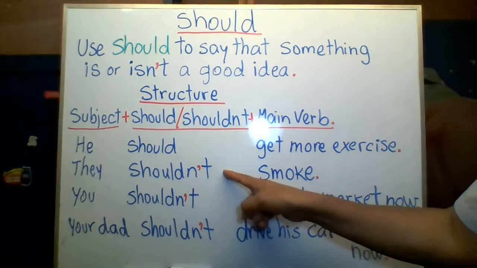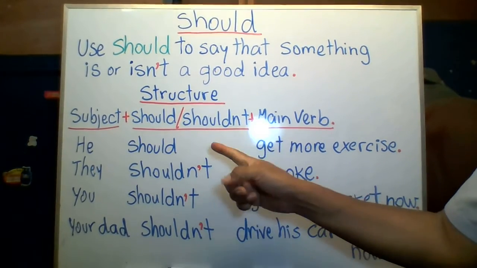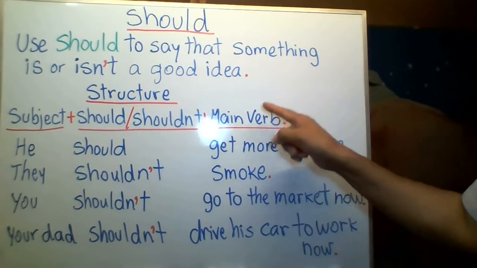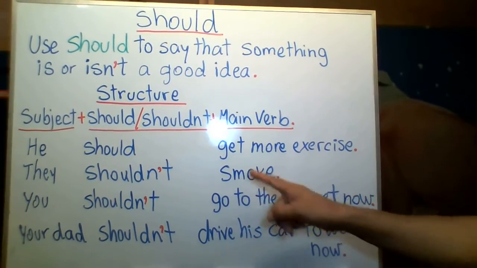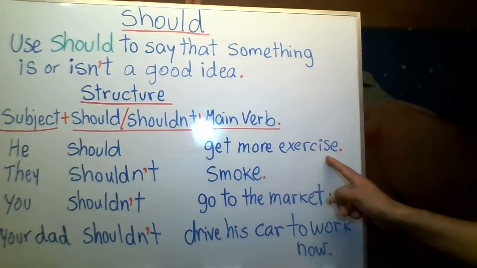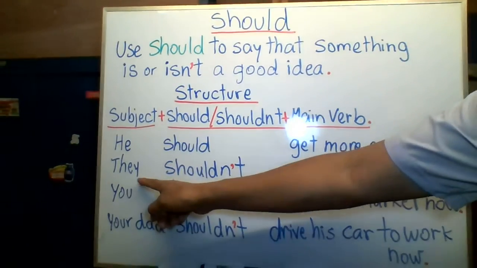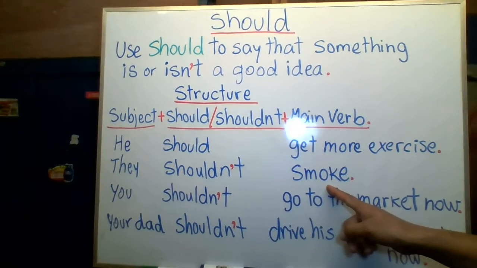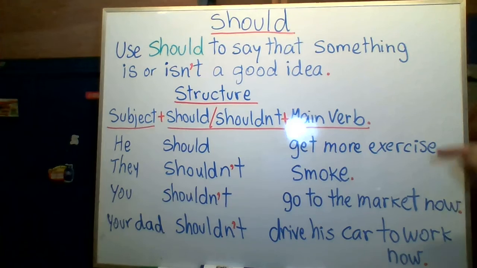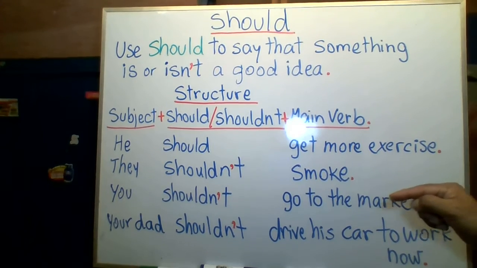It's not a good idea, it's a good idea. And then the main verb, or the principal verb, or the action in the sentence. In this case, he should get more exercise. They shouldn't smoke. You shouldn't go to the market now because of coronavirus.